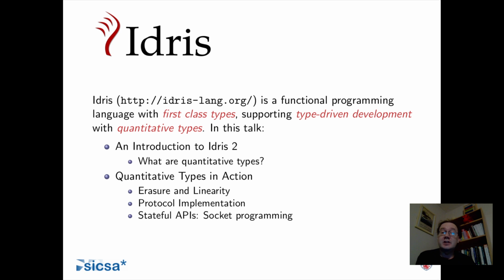It has first-class types. When I talk about first-class types, that means types are just like anything else in the language. So there's no kind of distinction between types and values in terms of what you can store in variables and what you can pass to functions. Also, it supports type-driven development. By that, I mean you start with the type and you interactively work towards a complete program by refinement, by asking the machine questions as you go.